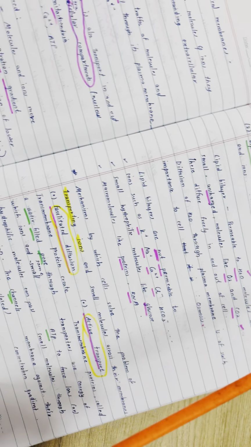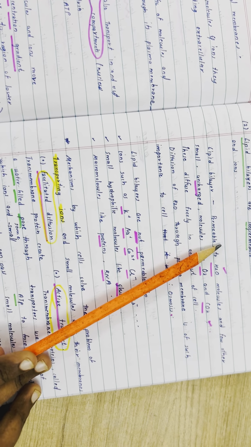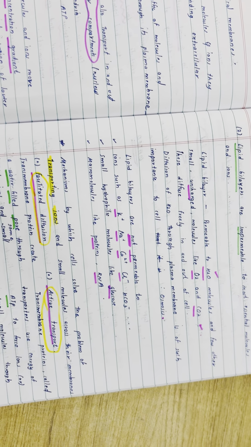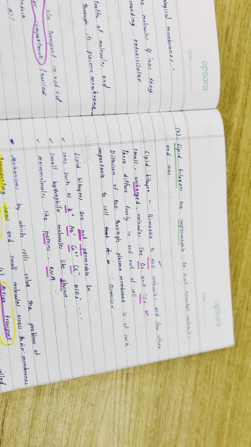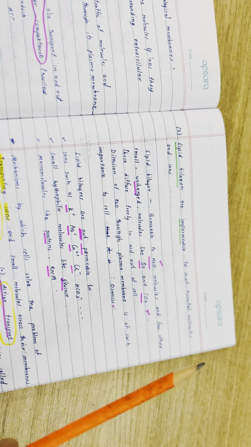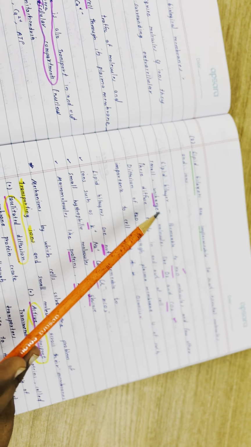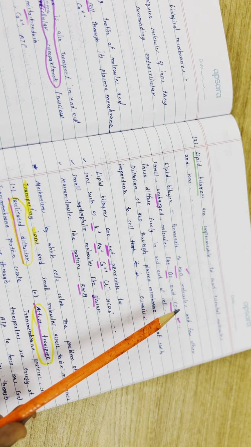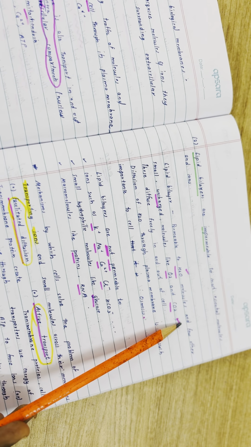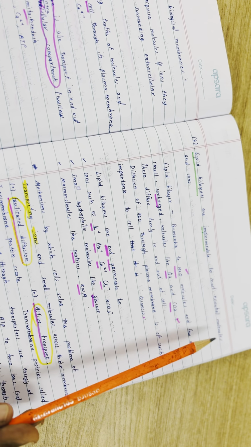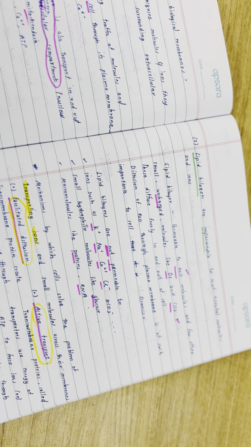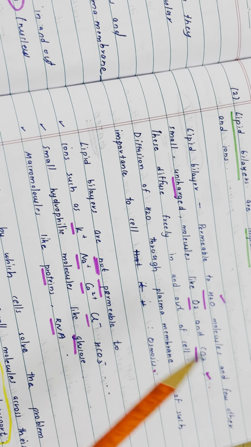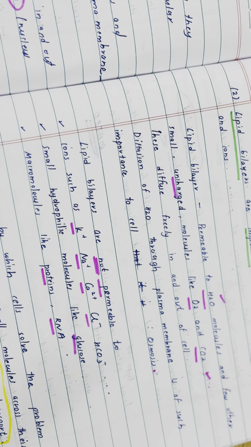Secondly, lipid bilayers are impermeable to most ions. Why are lipid bilayers impermeable? They are permeable to water molecules. Also, some uncharged small molecules like oxygen and CO2 can pass through lipid bilayers, but they are impermeable to most of the essential molecules and ions.